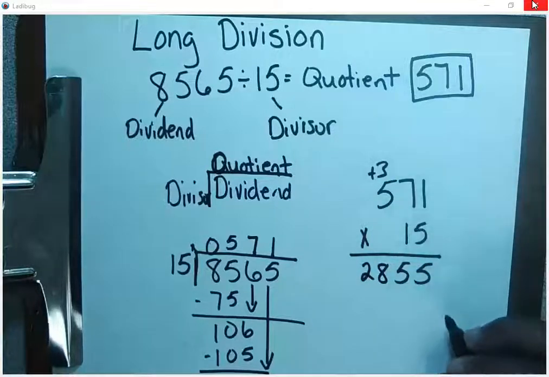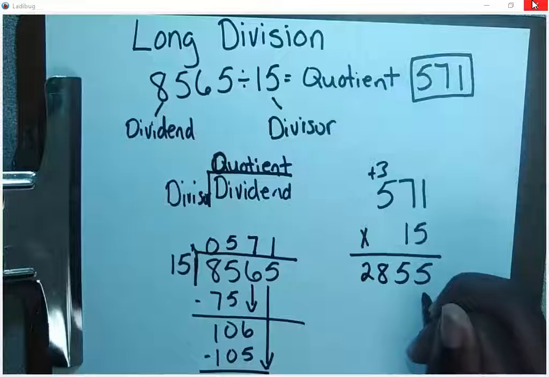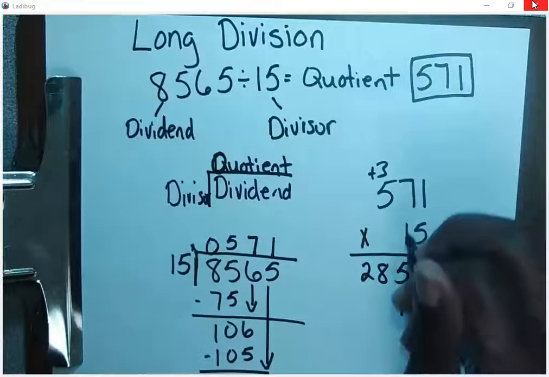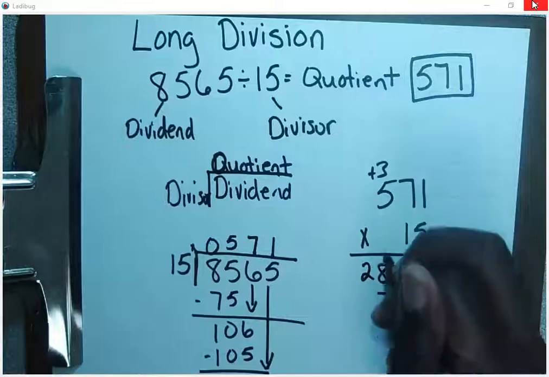All right, so I'm doing my standard algorithm for multiplying. I'm going to drop my 0 in the 1 spot. 1 times 1 is 1. 1 times 7, 7. 1 times 5 is 5.